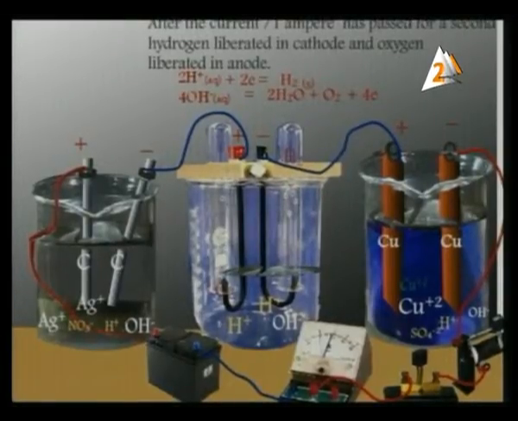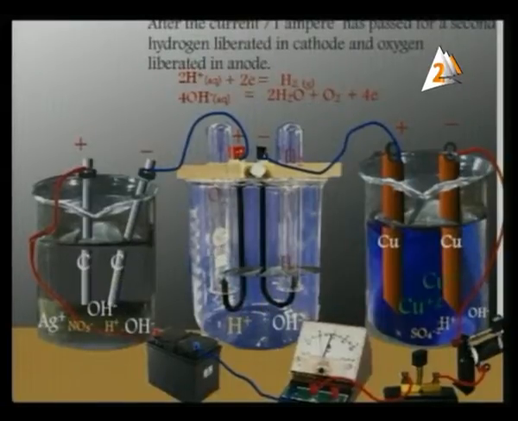Into positive 2 ions. And we have the electrolyte that's SO4 negative 2. After the current 1 ampere has passed for a second, the hydrogen is liberated at the cathode and the oxygen is liberated at the anode. What are the reactions here? The reactions here travel to the two different tubes in the middle. One of them is for the cathode and the other for the anode.